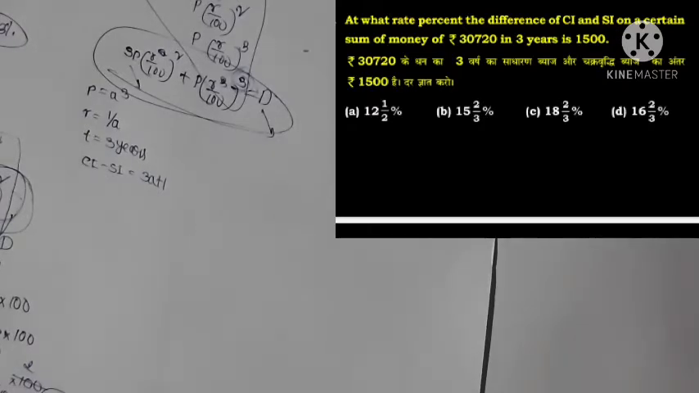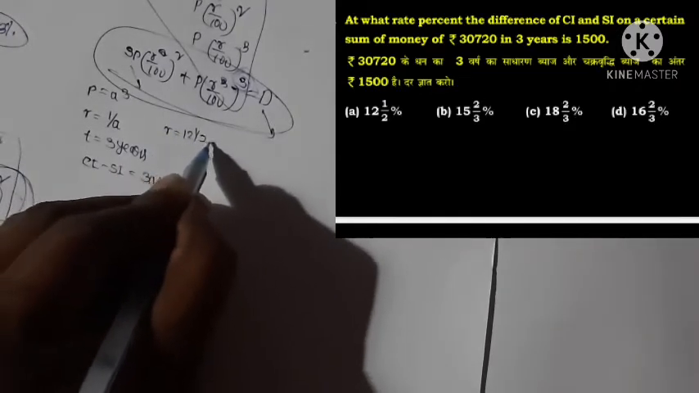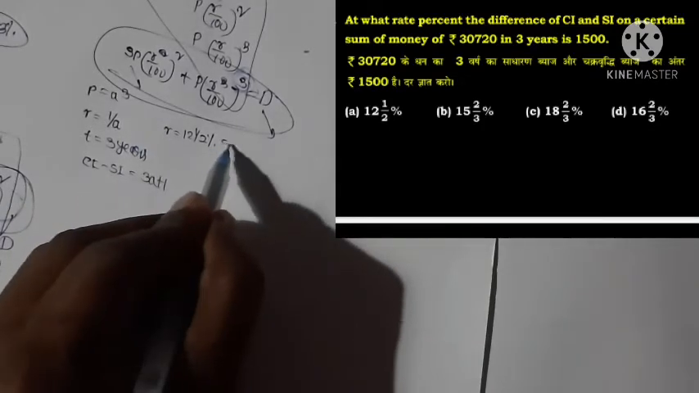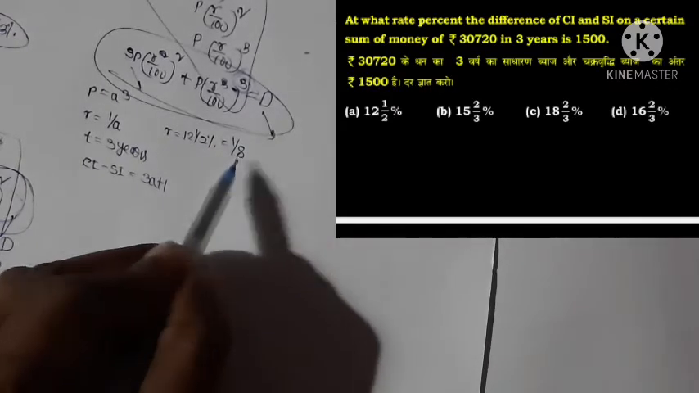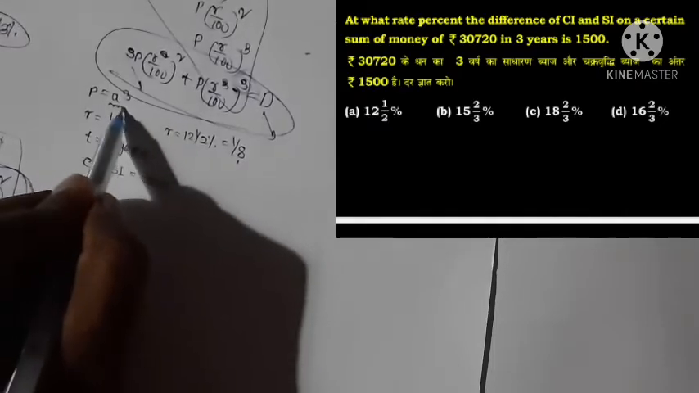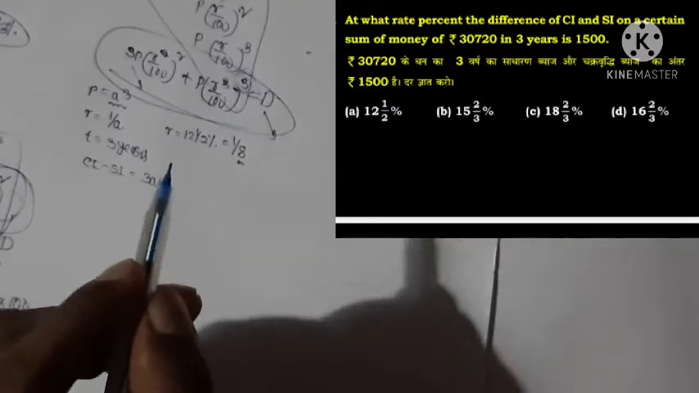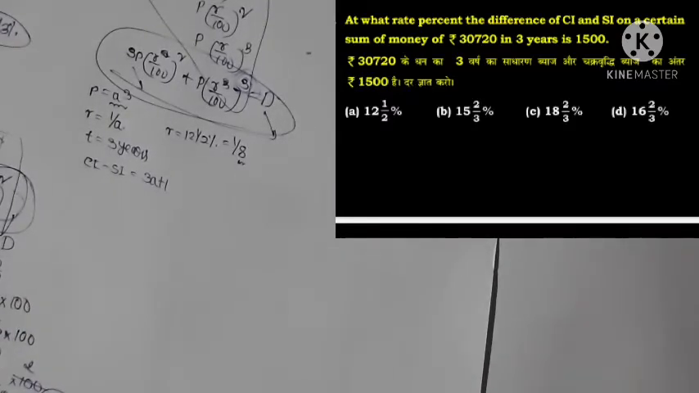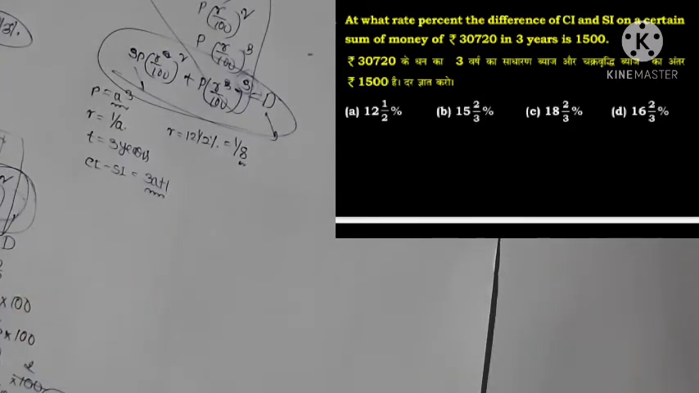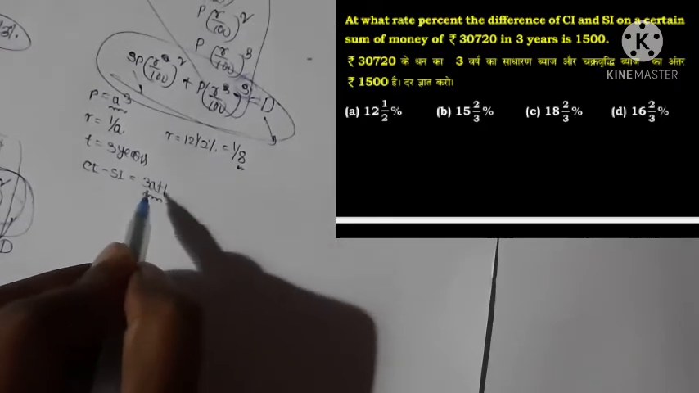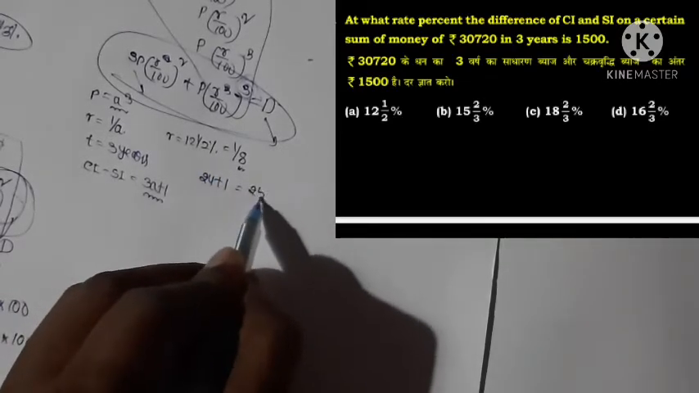So first option is 12.5%. So rate of interest is equal to 12.5%. So value is 1 by 8. So here value of A is 8. So here principal is A cube, that means value is 8 cube. CI and SI difference is 3A plus 1. So here CI and SI difference is 24 plus 1. So value is 25.